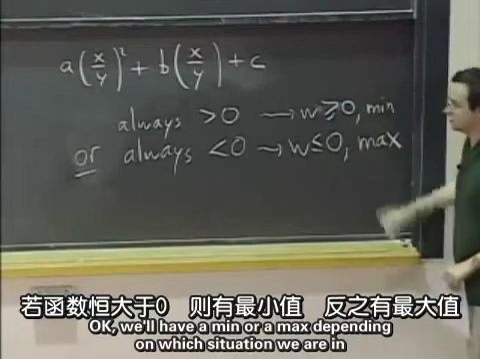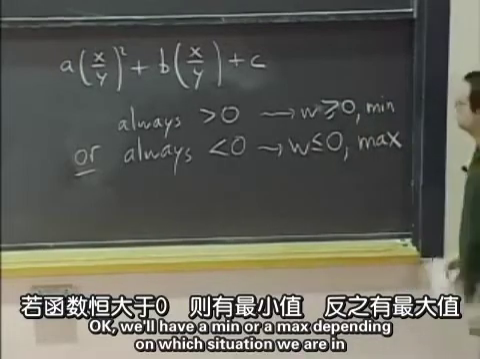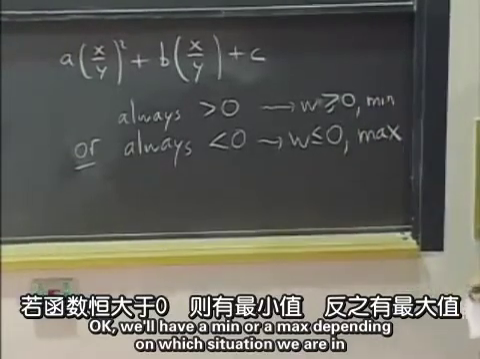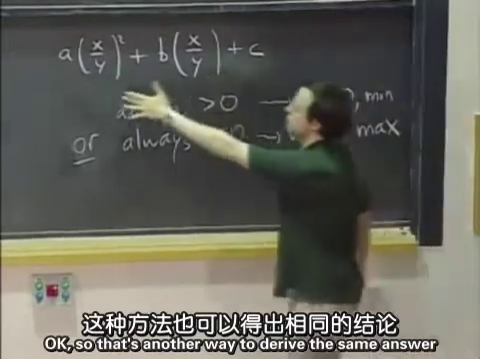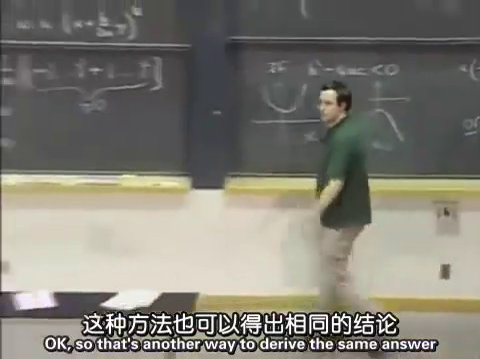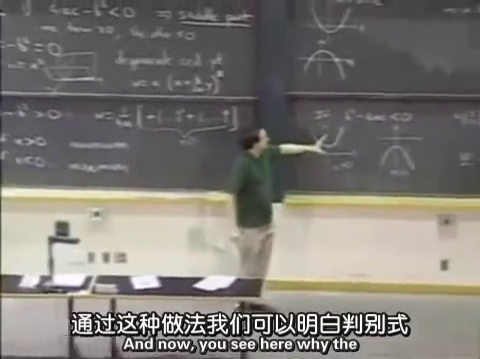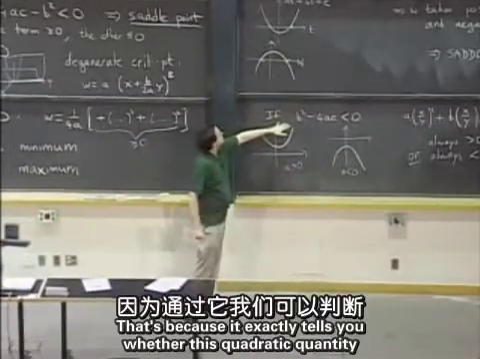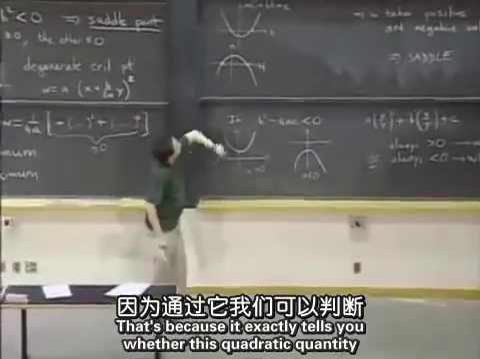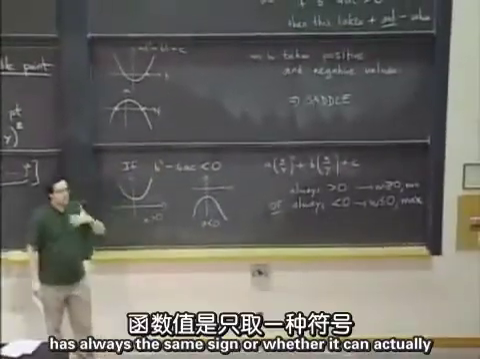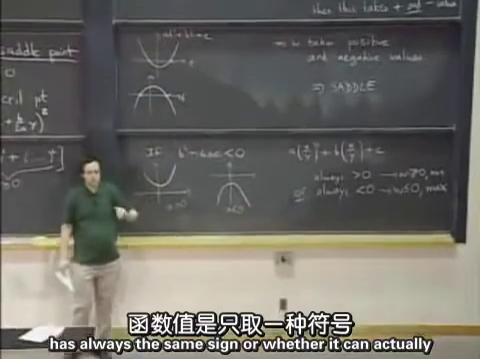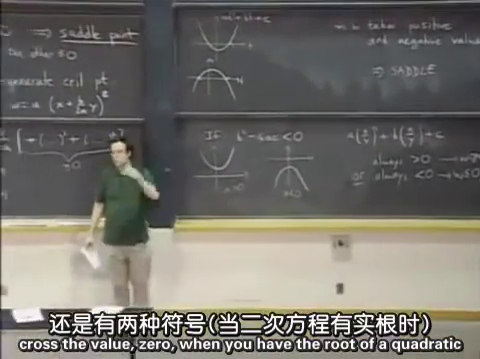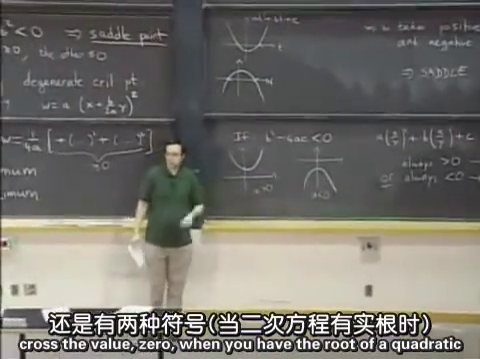Okay, we'll have a min or a max depending on which situation we're in. So that's another way to derive the same answer. And now here you see why the discriminant plays a role. That's because it exactly tells you whether this quadratic quantity has always the same sign or whether it can actually cross the value 0 when you have a root of a quadratic.